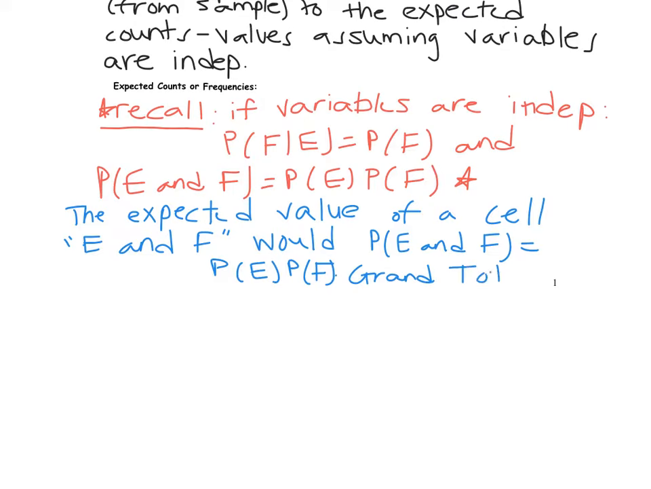All right, it's a percentage. Probability would end up being a percentage of the grand total. All right, this is how we're going to calculate the expected value of a cell. Let's clean this up a little bit, of course. Okay, so probability of E, we're going to count up.